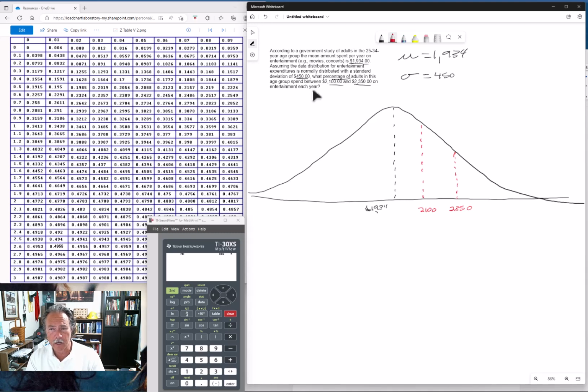Once we do our calculations, we will know the percentage of young adults who spend within this range, $2,100 to $2,350 each year. Okay, we've got our normal curve diagram, we've got it labeled. Now we need to calculate the z-score for $2,100. Let me go back to my black pen.